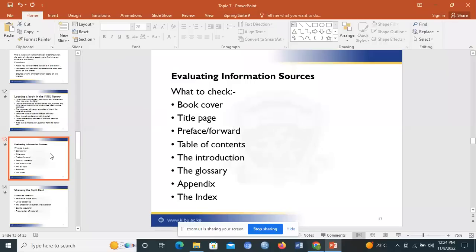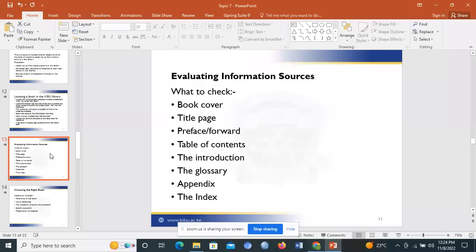Look at the table of contents. The table of contents gives you a breakdown of the areas that will be covered by the text. Sometimes you may find that a textbook covers everything that you want. Sometimes it may cover just a small fraction of what you require. Look at the introduction. Most textbooks will have an introduction where the author writes about what they have captured inside the textbook. So read that also to help you get an idea of what you're going to meet as you read.